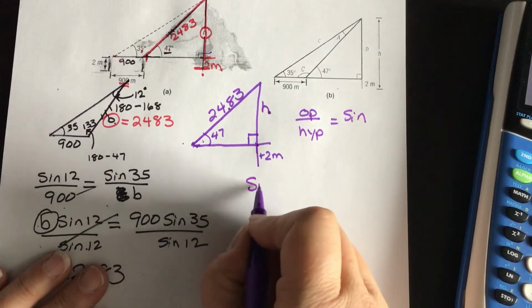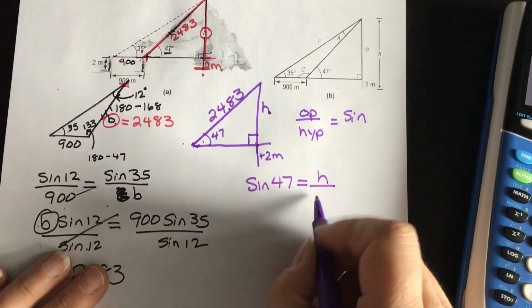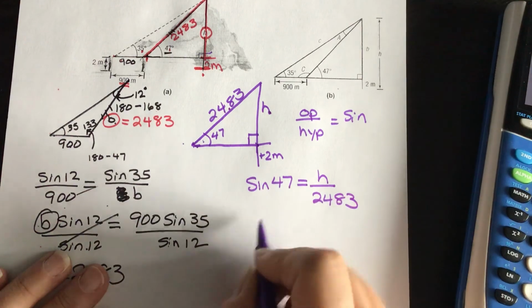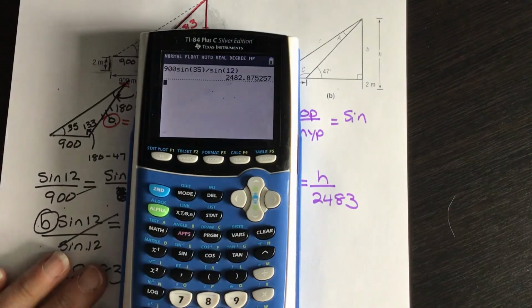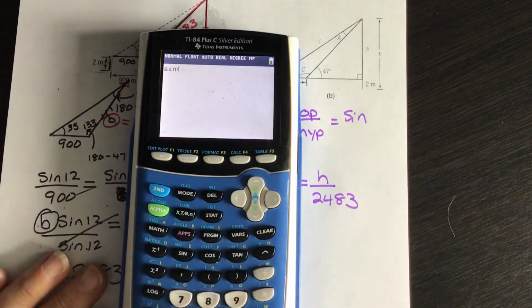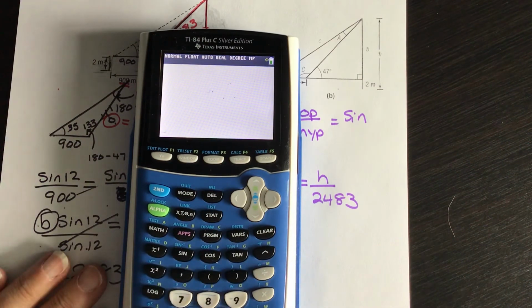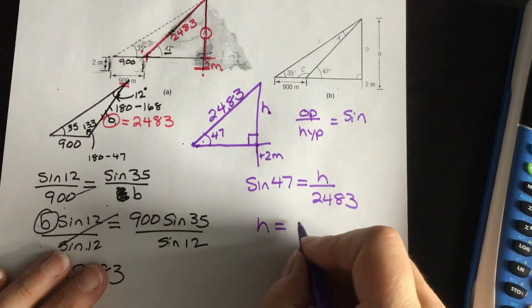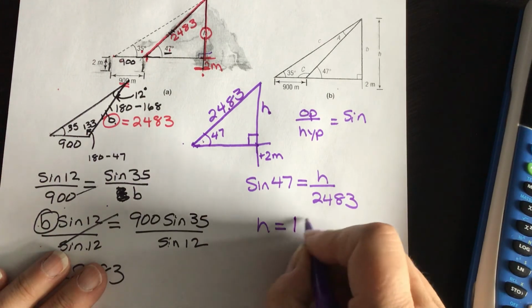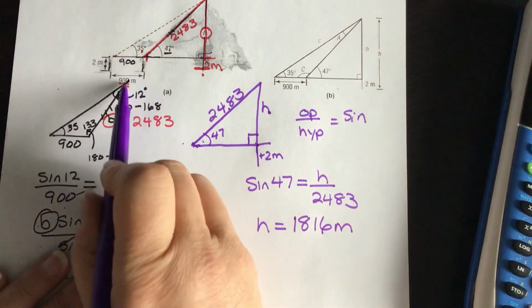So if I do sine 47 equals h over 2483, and I multiply sine 47 times 2483, I get 1815.9, so 1816. So the height, or h, is 1816 meters, because we're measuring in meters here.